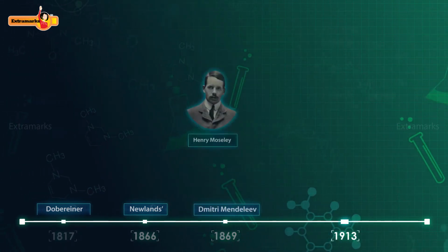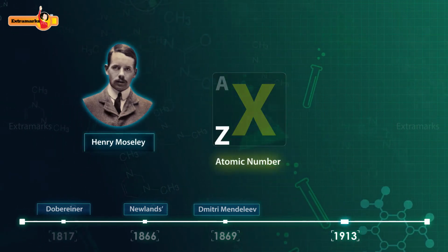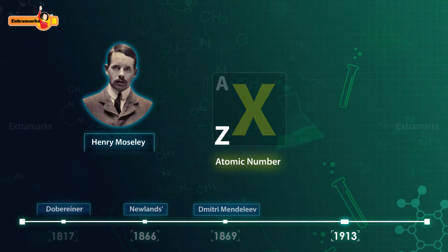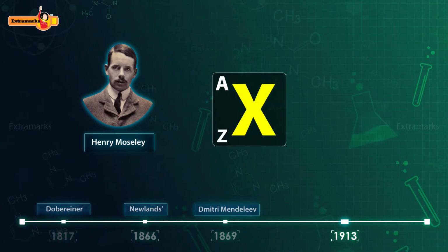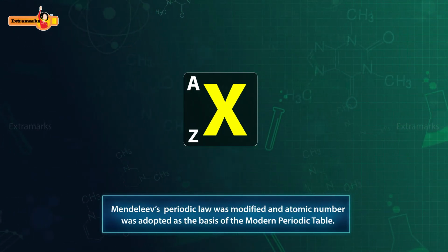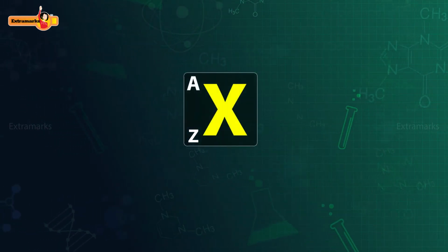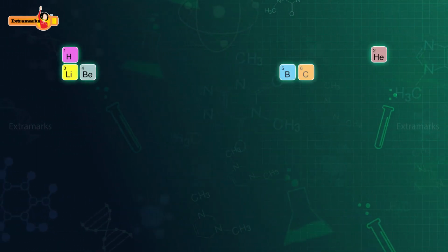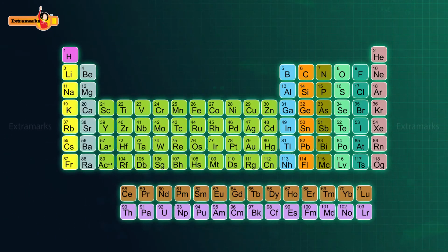In 1913, Henry Moseley, an English physicist, found that atomic number was more significant for predicting the chemical behavior of elements than atomic mass, as had been previously thought by Mendeleev. So, Mendeleev's periodic law was modified and atomic number was adopted as the basis of the modern periodic table. In the modern periodic table, elements are arranged in the increasing order of their atomic number instead of atomic mass. This resolved some of the inconsistencies with Mendeleev's periodic table.